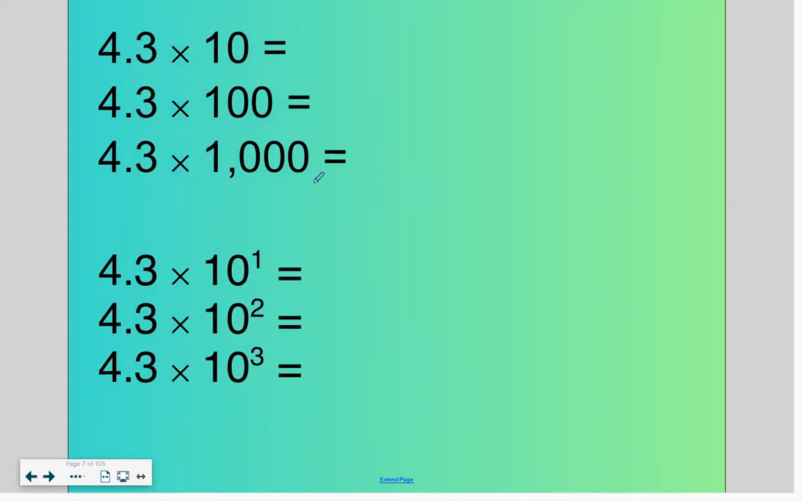But what does that mean with decimals? If we have 4 and 3/10 times 10, our answer ends up being 43. If we have 4 and 3/10 times 100, our answer is 430. 4 and 3/10 times 1,000, our answer is 4,300. We didn't just add zeros.